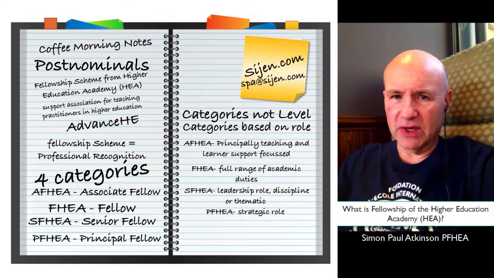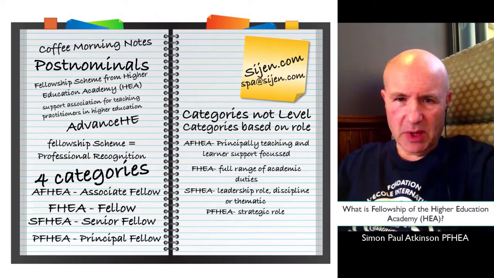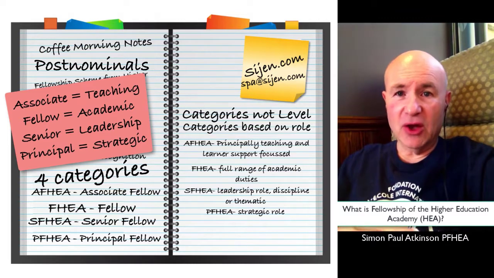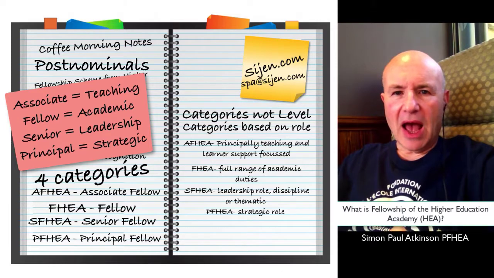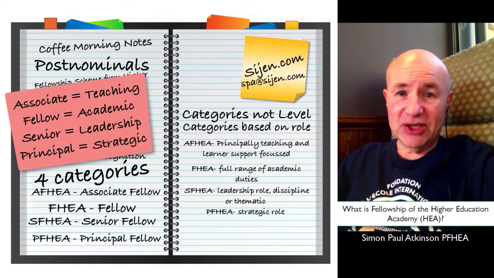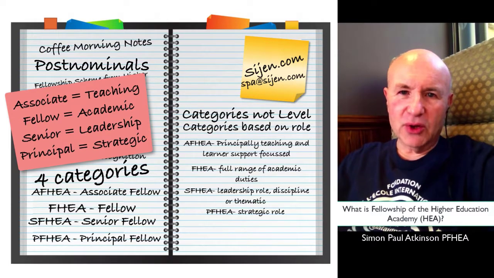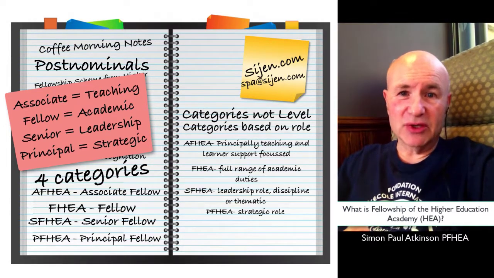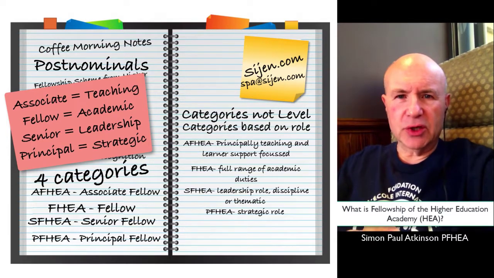So there are different categories of fellowship, not levels. That's quite important. The way in my practice, when I try and communicate that difference to people, I very often use slightly different words. So I see associate fellow, senior fellow, and principal as being teaching fellowships, academic fellowships, leadership fellowships, and strategic fellowships. And I think arguably that's a little bit clearer then about people knowing which category they're going to go for.